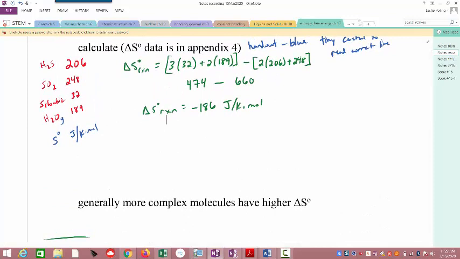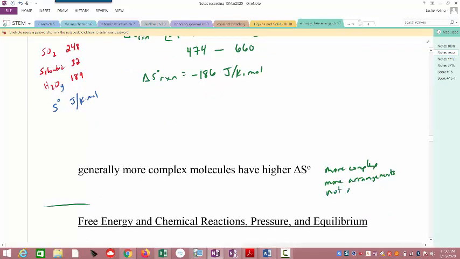Okay. More complex molecules have a higher delta S because the more complex, the more possible arrangements. Not of the atoms, but more like just the physical space of the molecule. Figure like a bigger molecule can twist more.